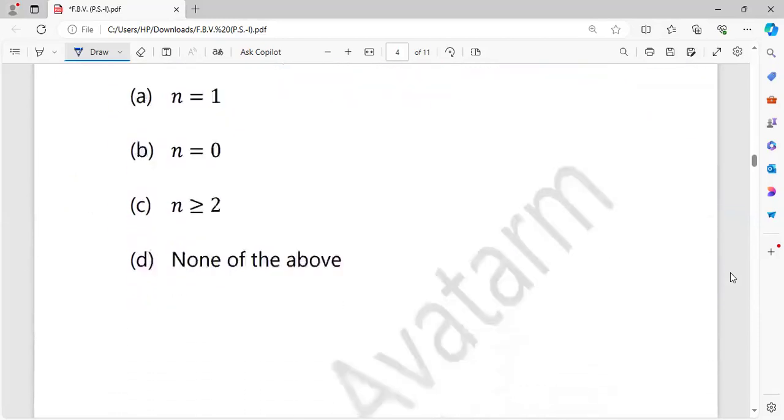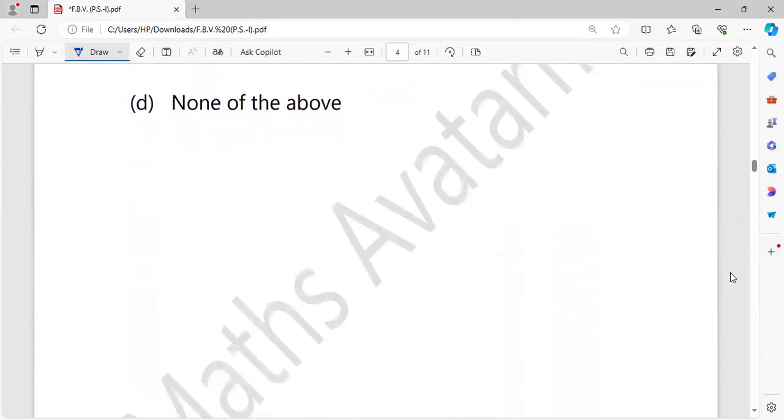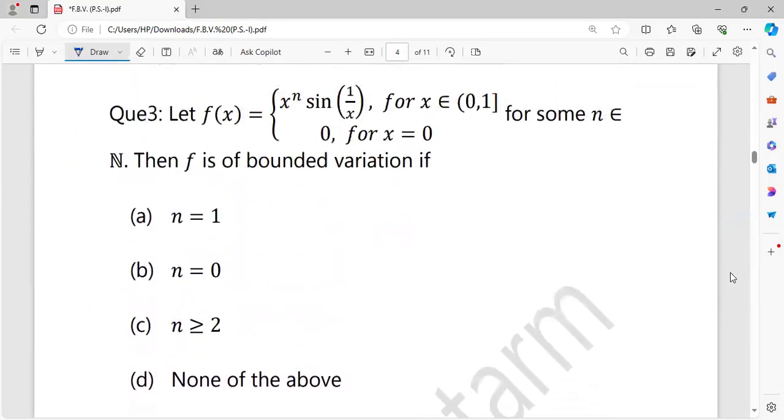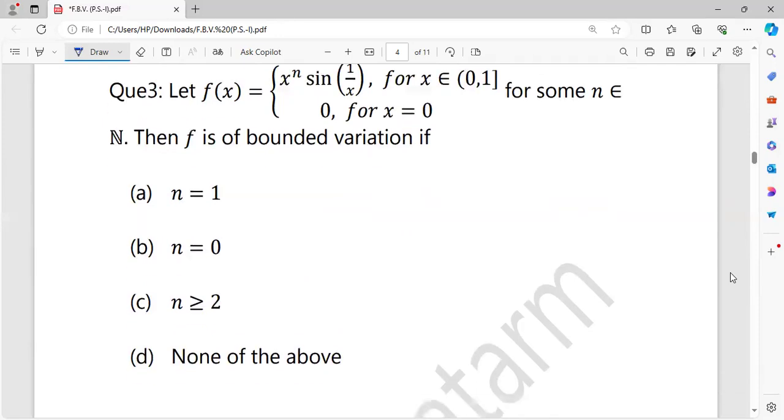So the third question is: f(x) is equal to x to the power n into sine 1 upon x, x belongs to the half-open interval (0, 1], and n is a natural number. At x equal to 0, the function is 0. Then f is a function of bounded variation if n is equal to 1, n is equal to 0, n greater than or equal to 2, none of the above.